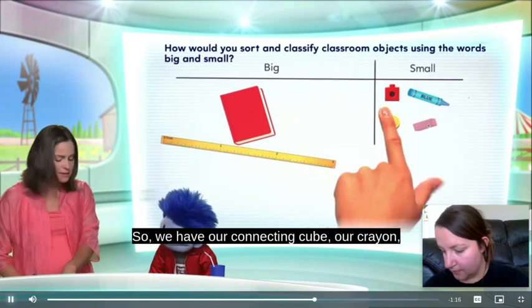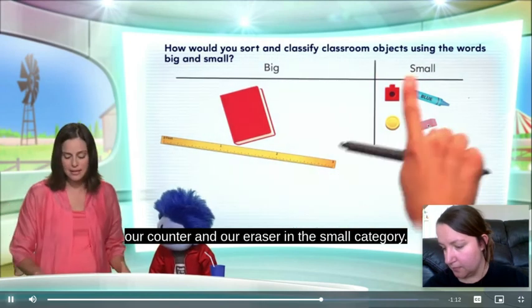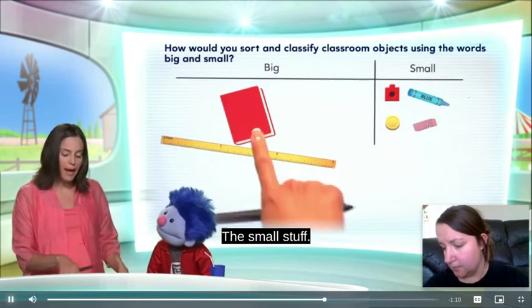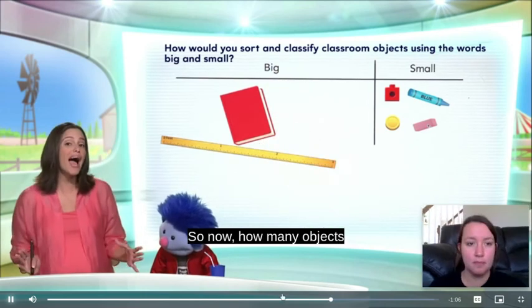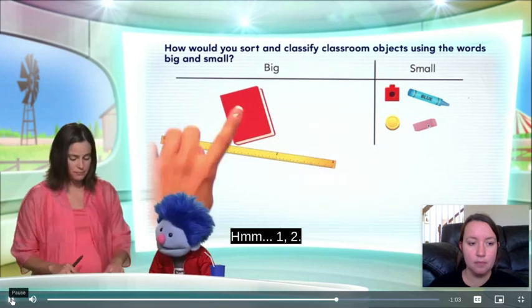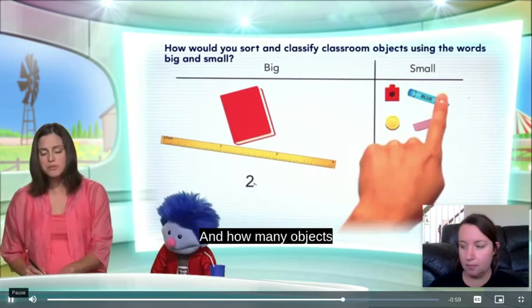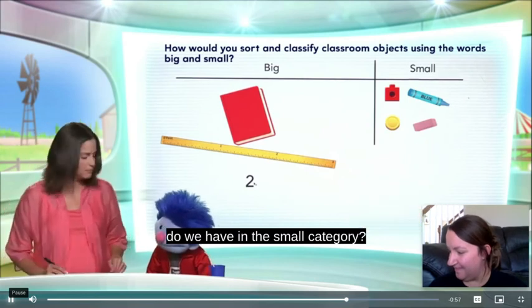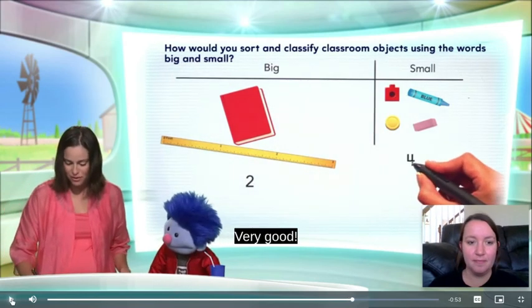So we have our connecting cube, our crayon, our counter, and our eraser in the small category. The small stuff. And the book and the yardstick in the big category. So now, how many objects do we have in the big category? 1, 2. You have 2. 2, great. Good job, Joey. And how many objects do we have in the small category? 1, 2, 3, 4. Correct, Joey. So there are 2 in the big and 4 in the small.